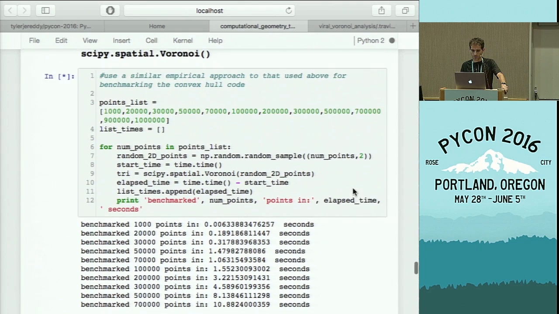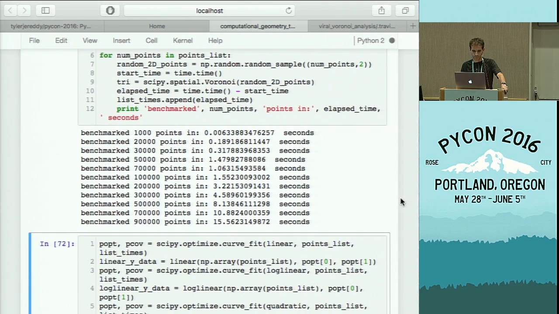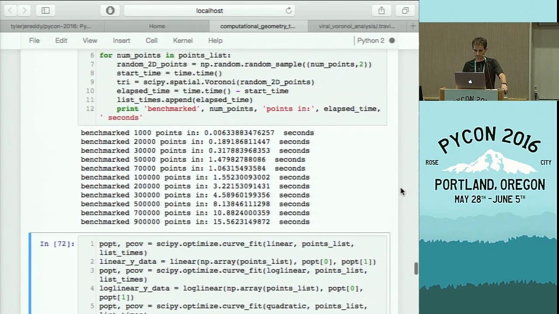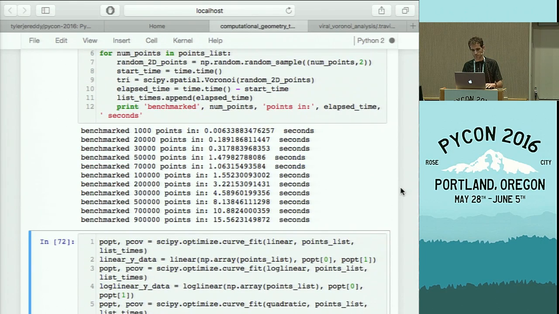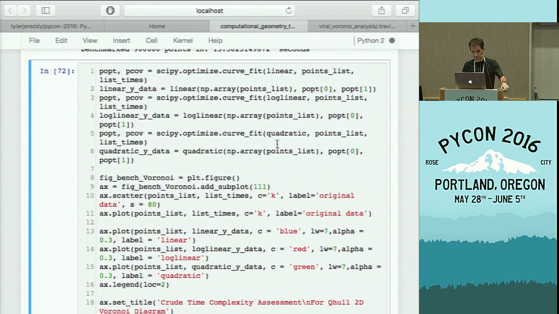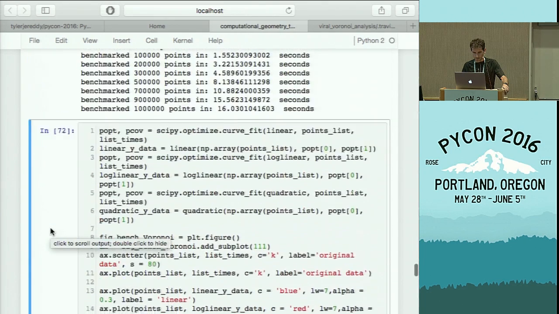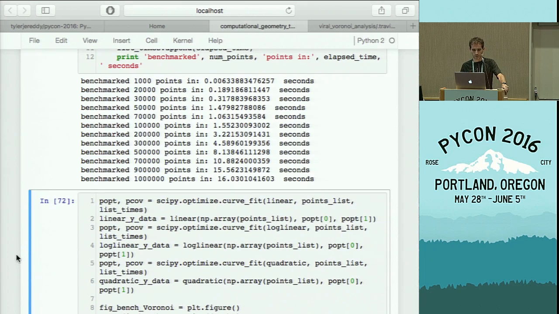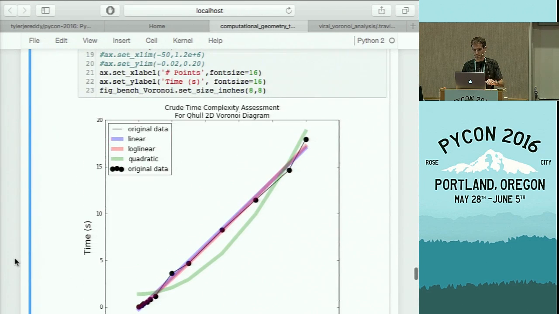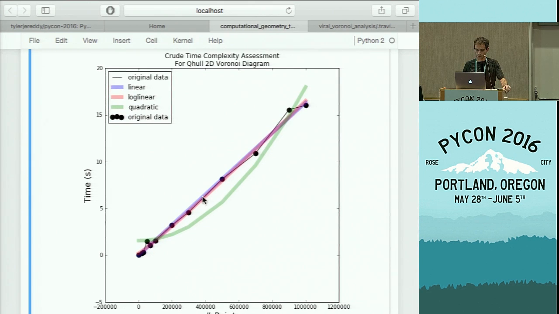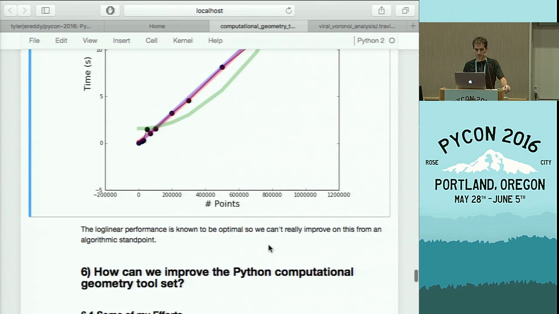So it is indeed taking a fair bit longer than for the Delaunay triangulation. About 15 seconds for almost 1 million points. It finished there, so about 16 seconds for 1 million points, which isn't too bad. If we plot the result, we can see it's certainly not quadratic time complexity, so it's certainly doing better than that.